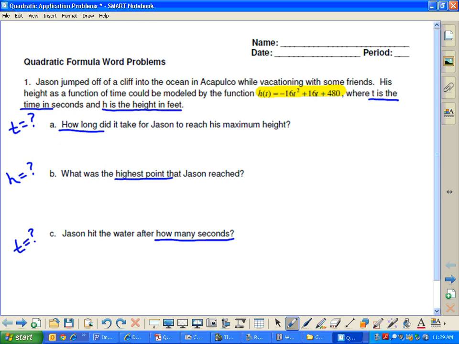The next step in the problem is to write an equation. Well, that equation has been done for us. So nice. And then after we write our equation, we go ahead and solve the equation. Like I said, I'm going to show you 2 methods for solving.